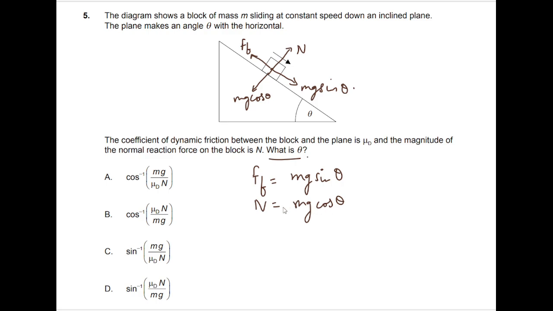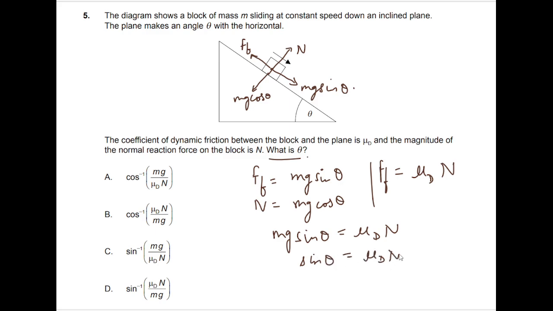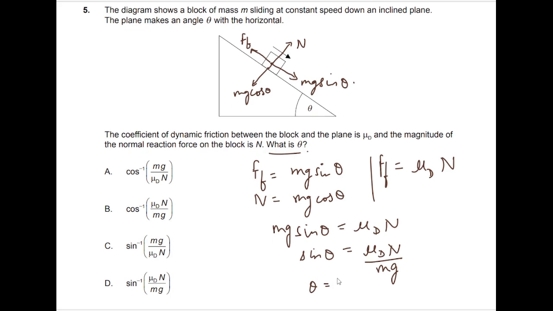Correct. Now this mg sin theta is the force of friction, which is also given as coefficient of dynamic friction into normal. So both are the force of friction, so I can equate both of them. So I can write mg sin theta is equals to mu d into N. So I can write sin theta is equals to mu d N over mg. Or if I have to calculate theta, theta can be written as sin inverse of mu d N over mg, which is option D.